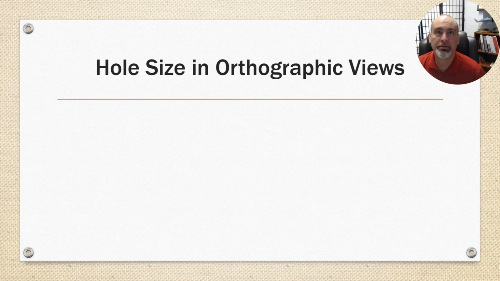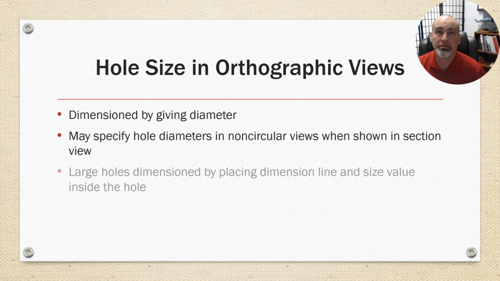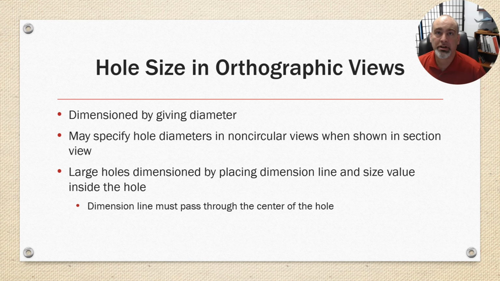On orthographic views or drawings, dimension by giving a diameter. You may specify hole diameters in non-circular views when shown in section view. Large holes are dimensioned by placing the dimension line and size value inside the hole. The dimension line must pass through the center of the hole.